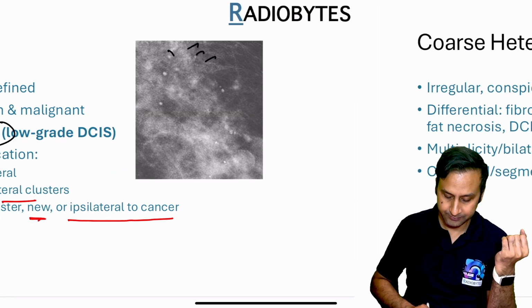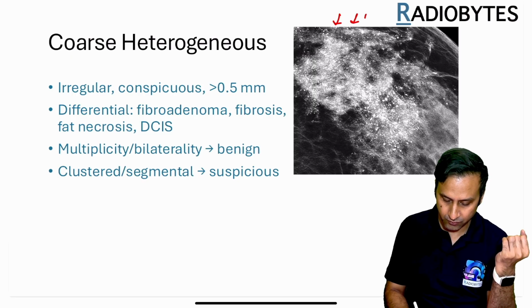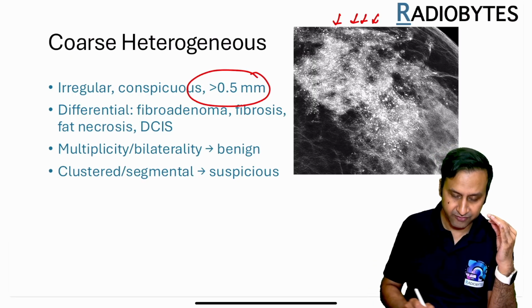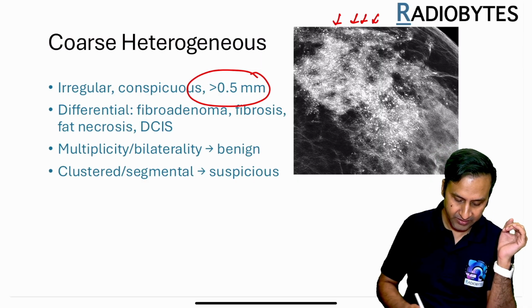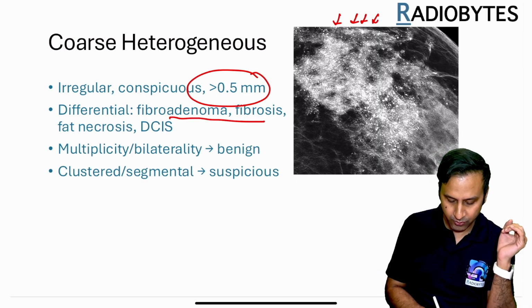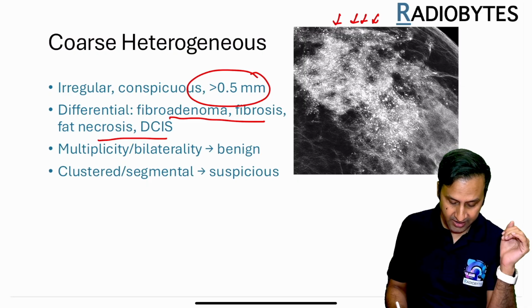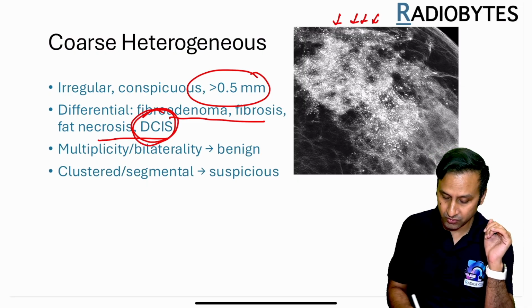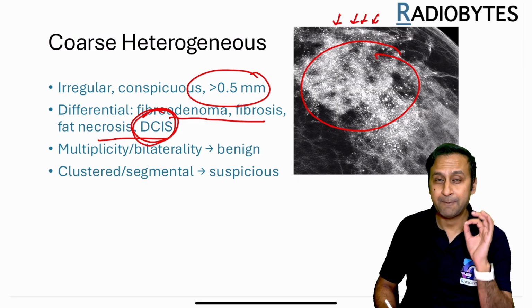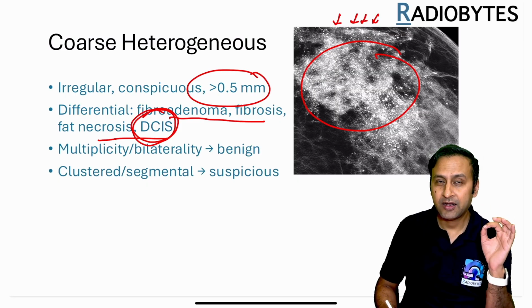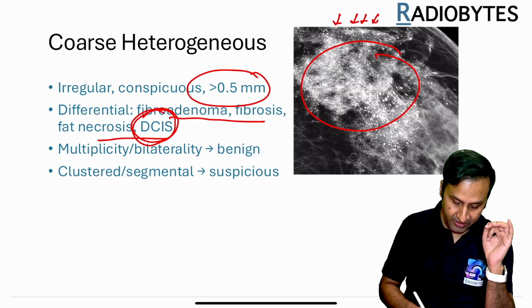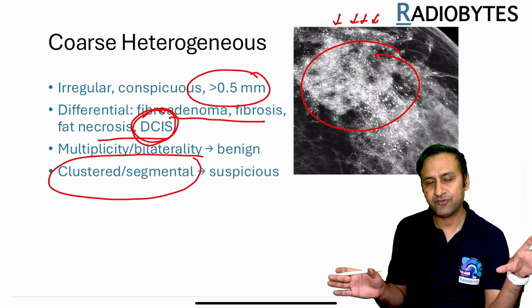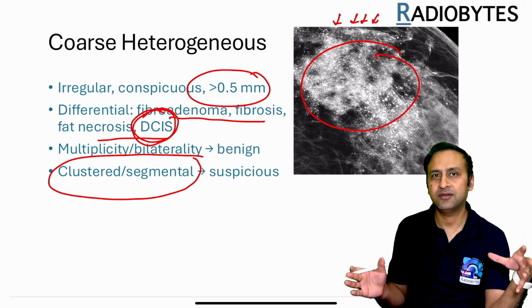Fine. Now let's have a look at this calcification we talked about, coarse heterogeneous calcifications, which are typically more than 0.5 mm and less than 1 mm. We have a lot of differentials like fibroadenoma, fibroadenosis, fat necrosis, and also they can be seen in ductal carcinoma in situ, which we are trying to pick. So if you find these type of calcifications, again, be alert. They can harbor an underlying malignancy, specifically when they're clustered or when they are segmental. Again, if there is any type of calcification which is bilateral symmetrical, it is more likely to be benign.